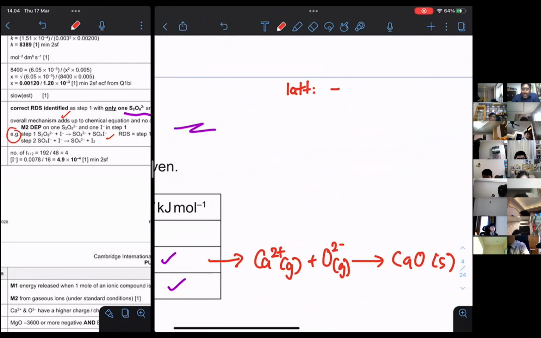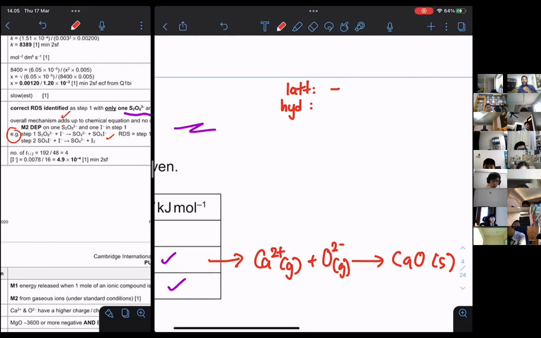Now, maybe I'll call Sharon. Can you try this? Hydration, is it going to be exothermic or endothermic, or can be both? Sharon. Can be both. Cannot. Okay, hydration cannot be both.